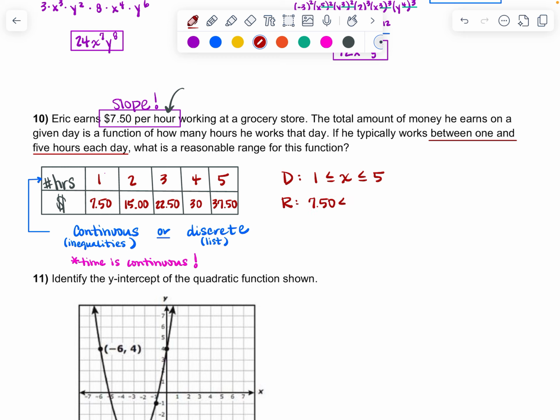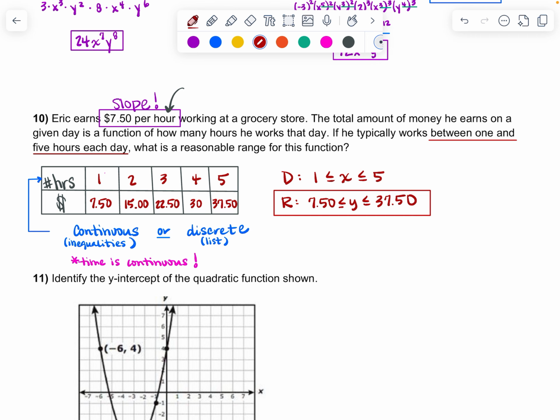$7.50 is the bare minimum amount of money he could earn. And the maximum, if he works a maximum of 5 hours, then he can only earn a maximum of $37.50. Right? Now it technically only asked us for the range, and so that would be our answer.